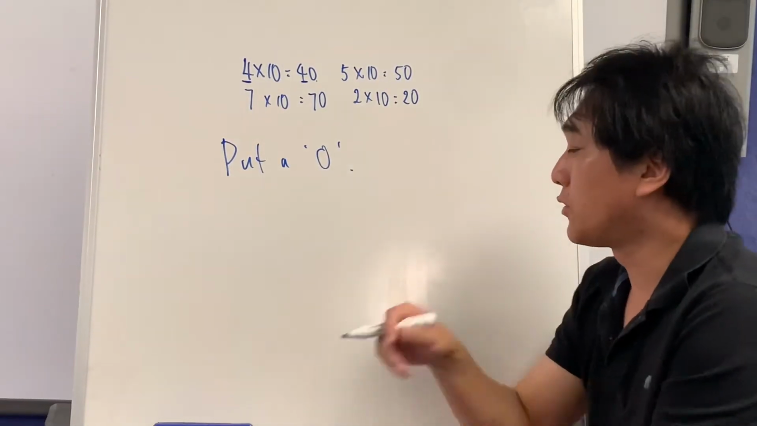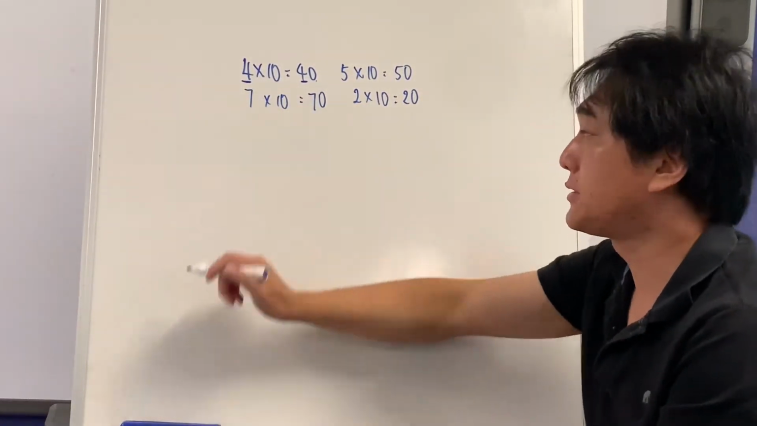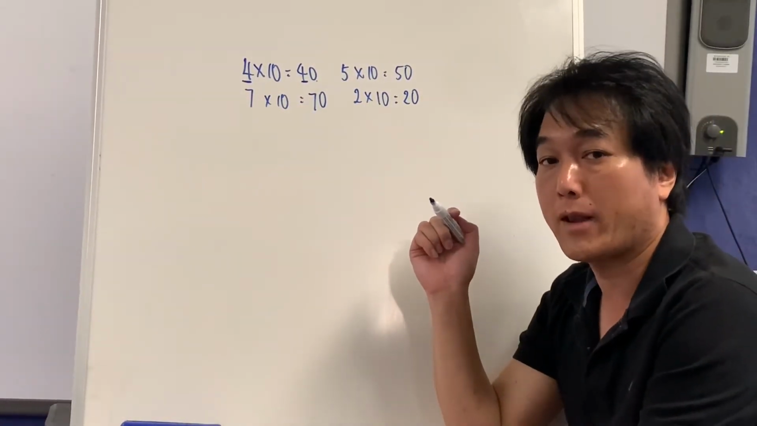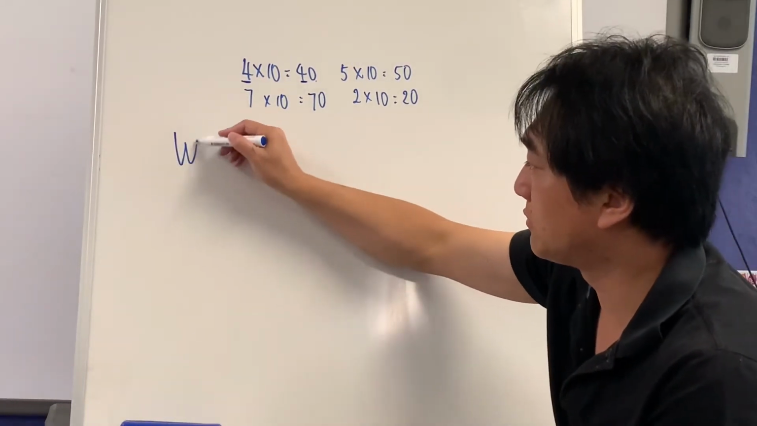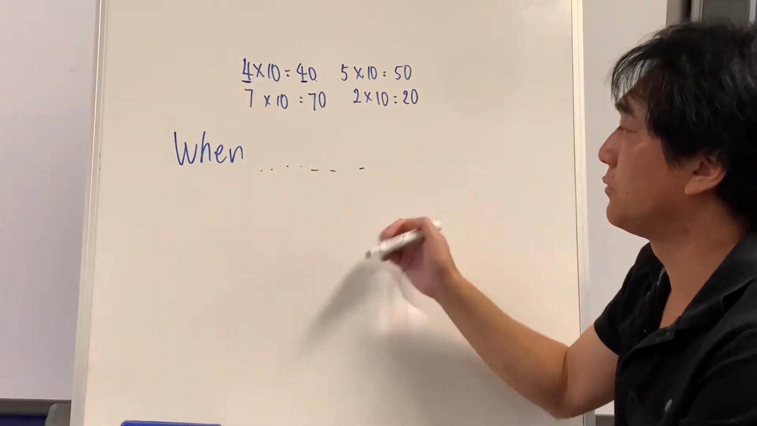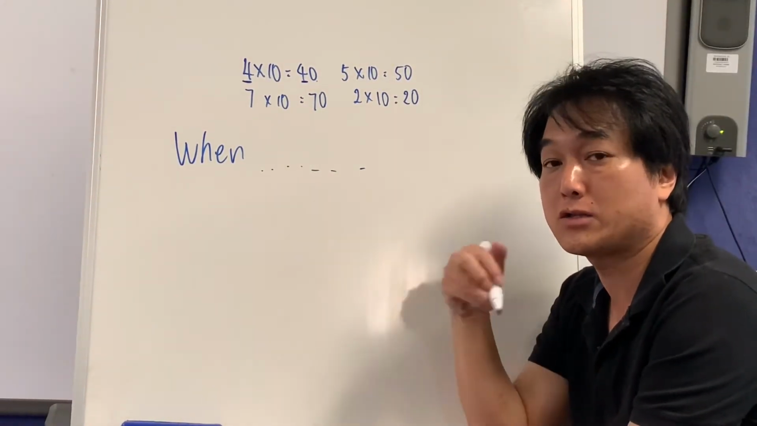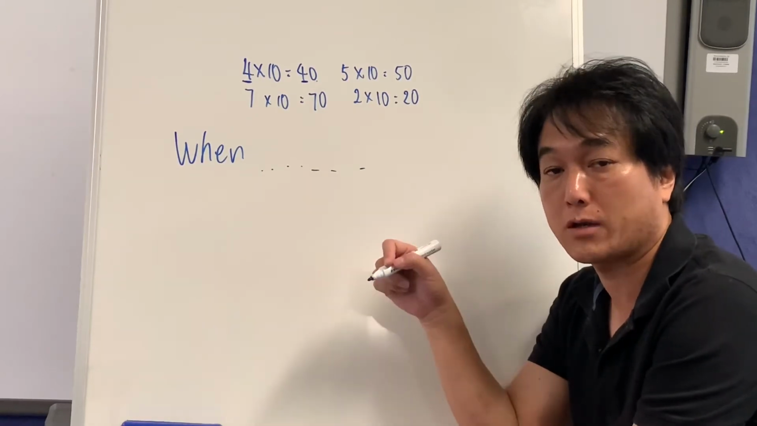So I want you to write a proper conjecture starting with if or when. Let's go with when, what happens? You have 2 minutes. Let's pause the video. Let's write a conjecture.